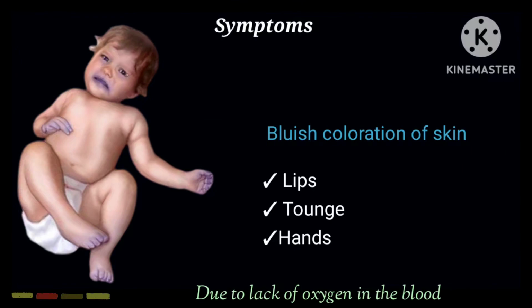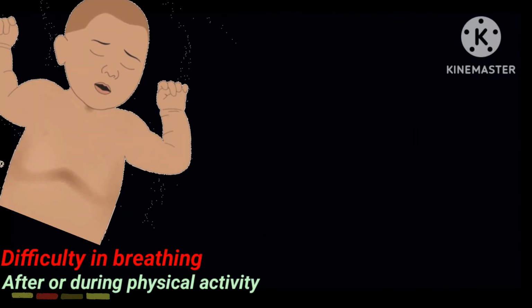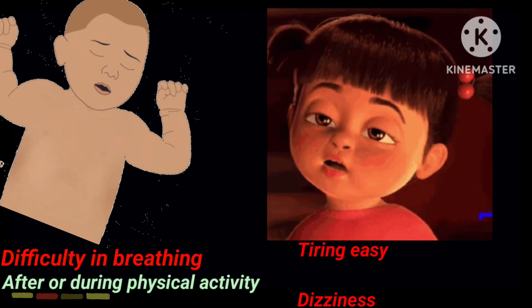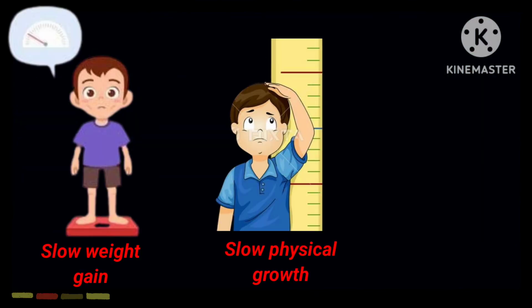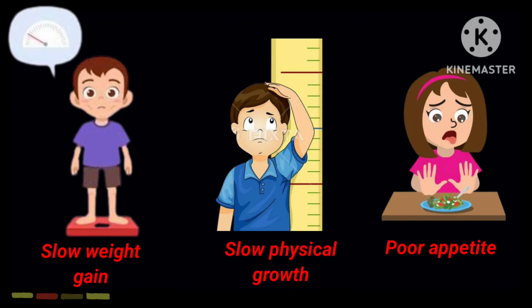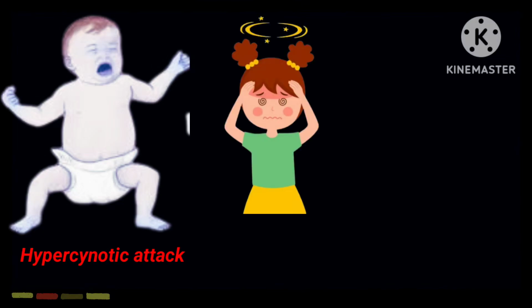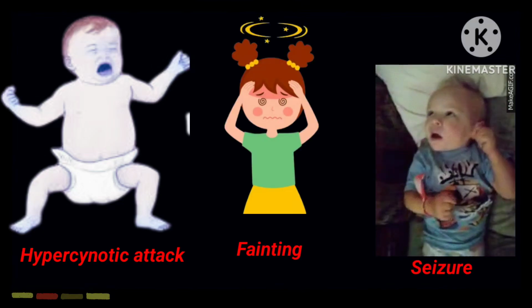Other symptoms can include difficulty breathing, especially after or during physical activities, tiring easily, dizziness, slow weight gain, slow physical growth, poor appetite, hypercyanotic attack, which causes a person to suddenly become extremely blue or paler than usual, fainting and experiencing a seizure.